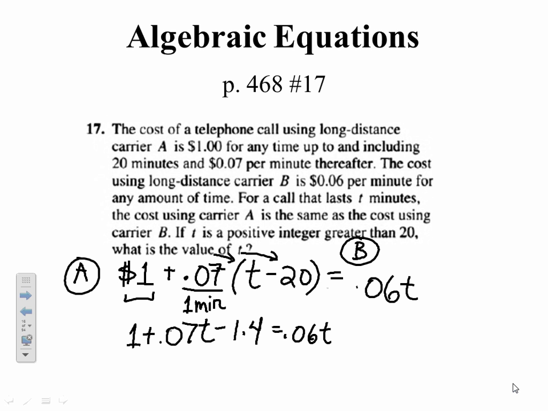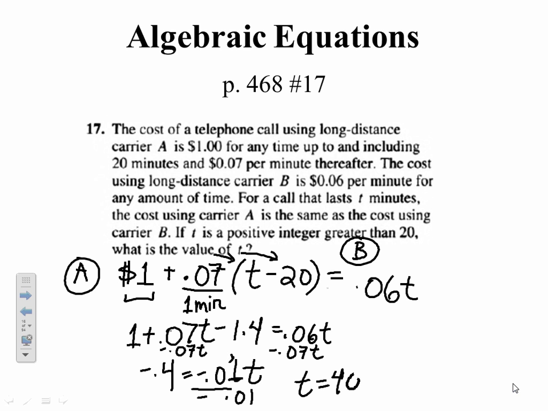And then you're just combining like terms. So you can combine the 1 and the negative 1.4 to give you negative 0.4. And you can subtract 0.07 T from each side. And this will give you negative 0.01 T. Oops, sorry. And now you want to get T alone, so you're just going to divide by negative 0.01 on each side. And that will give you T equals 40.